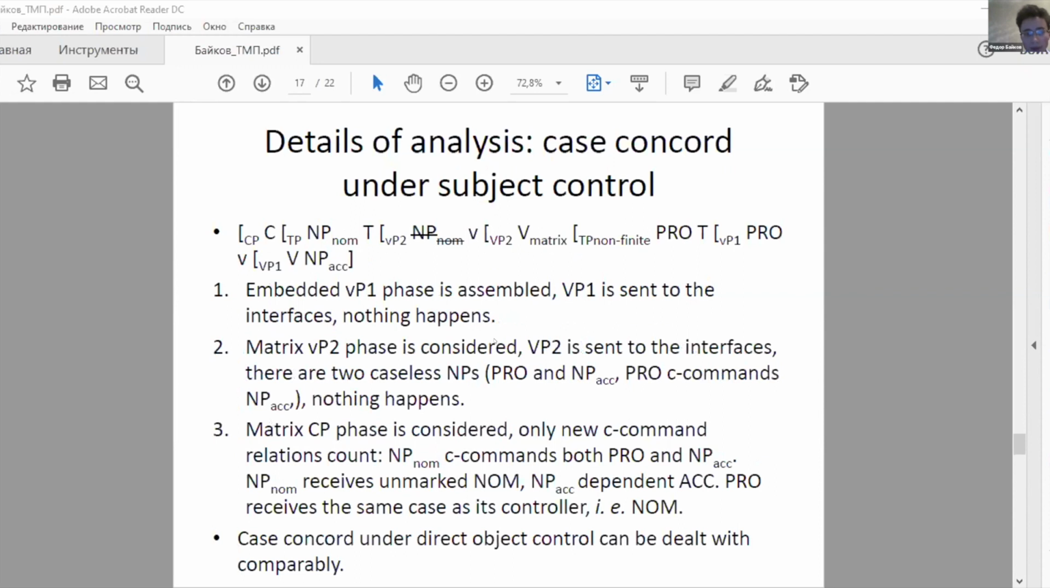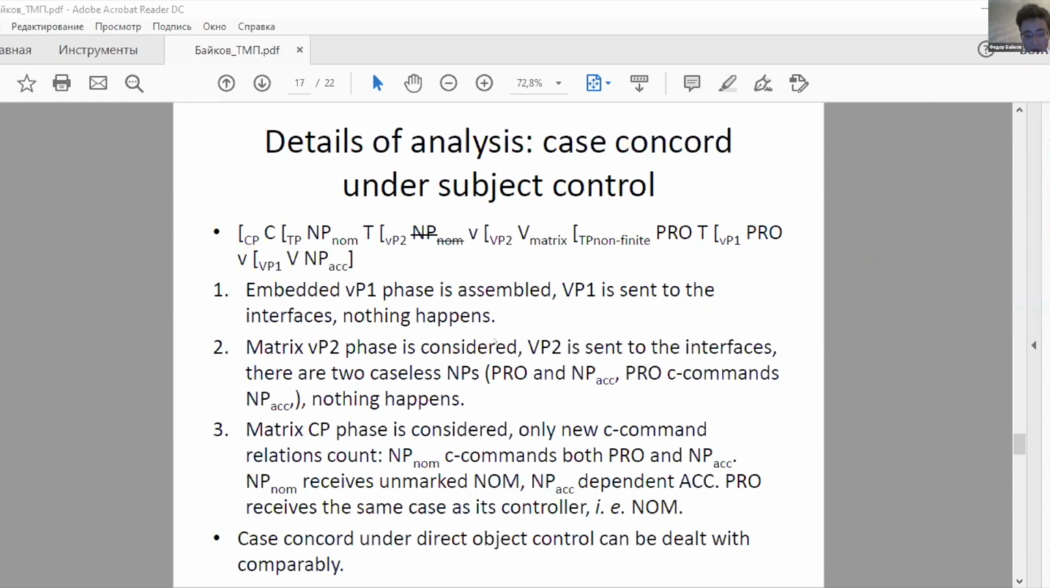Let's proceed to some details of my analysis, namely to case concord and subject control. Firstly, embedded little VP is assembled, then its complement big VP is sent to the interfaces, and nothing changes because cases, both unmarked and dependent ones, are assigned only when a CP phase is considered with respect to case assignment. Then a matrix little VP phase is considered, and we take at this stage into account the secondary relationship between pro and the object of the infinitival predicate, and once again nothing happens.